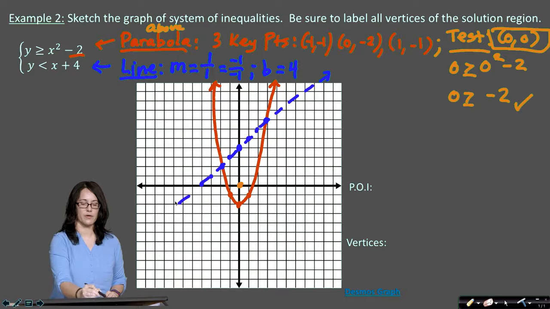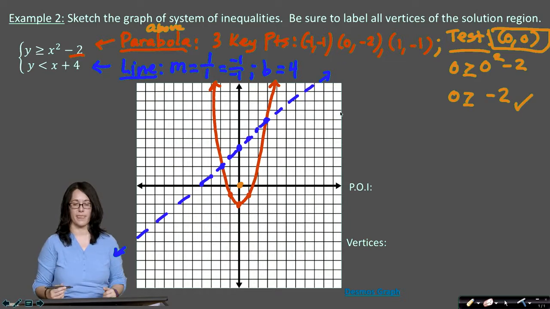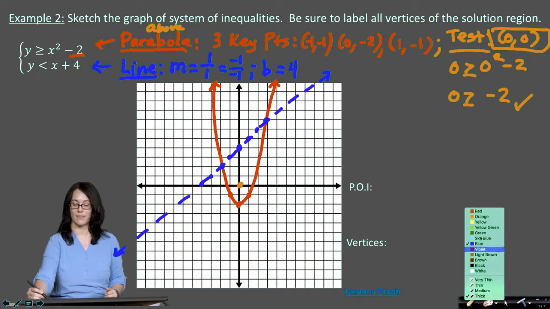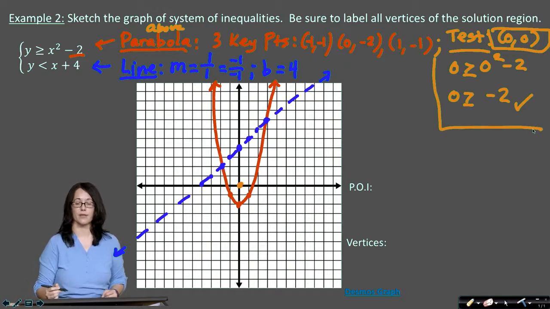So these would be the boundary markers for that constraint. Okay, so we have our parabola and we have our dotted line. Now we have to talk about testing, right? Test points for shading. So we already tested 0, 0 on the parabola. Can we use 0, 0 for this line? Yeah, it's below the line.